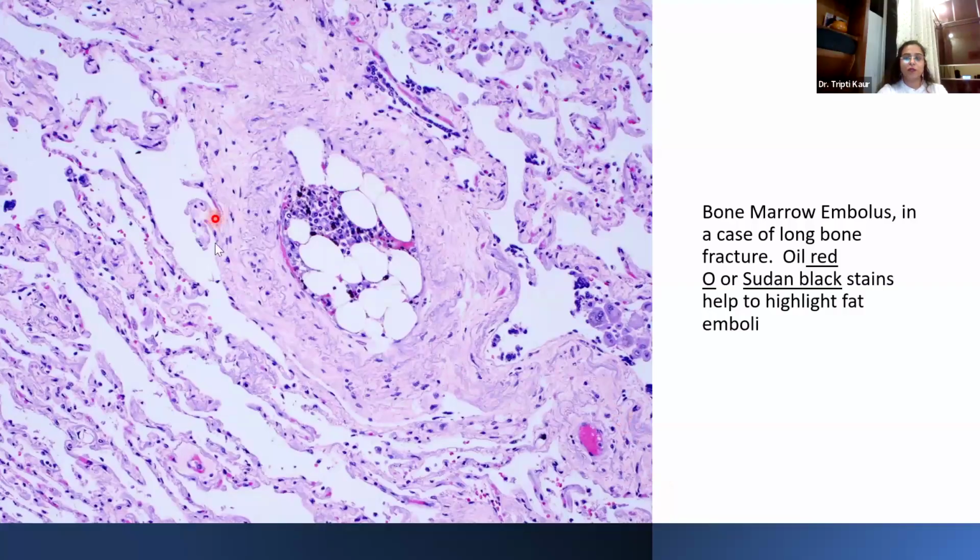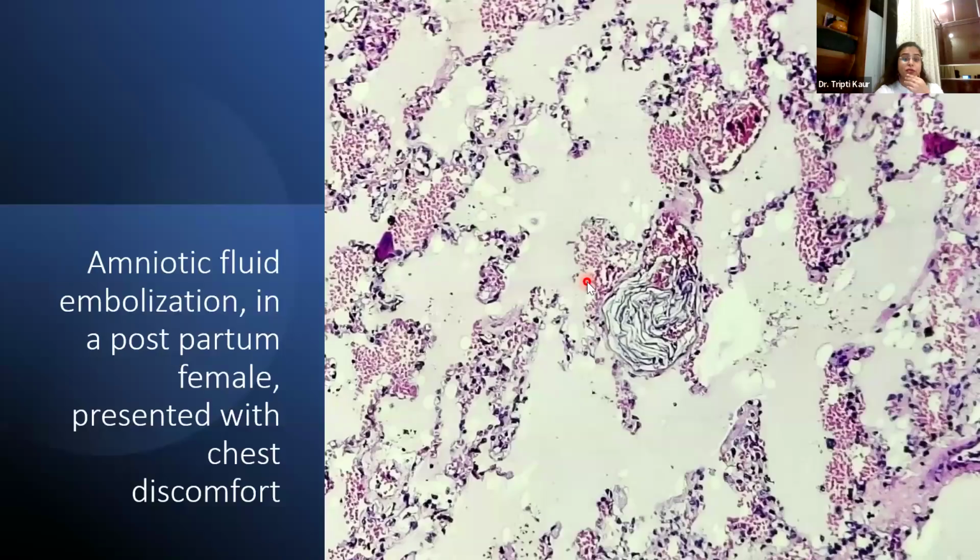So this is a case of bone marrow embolus. Just to show you how it looks, you can do an Oil Red O stain or Sudan black stain to highlight fat emboli if you have a frozen section. And this is how an amniotic fluid embolization looks like. This is a postpartum female who presented with chest discomfort and passed away soon after.